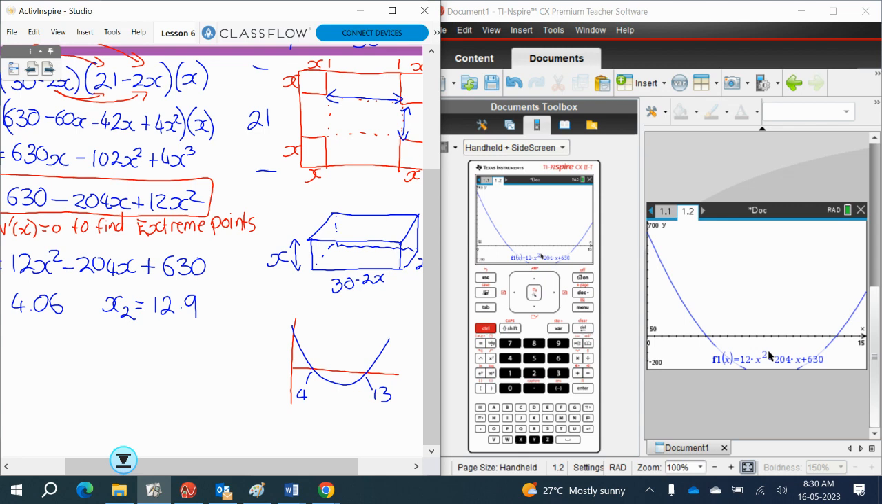Which one of those is a maximum? Which one is a minimum? 13, because it's positive, 0. Here's positive, 0, negative. Here's negative, 0, positive.